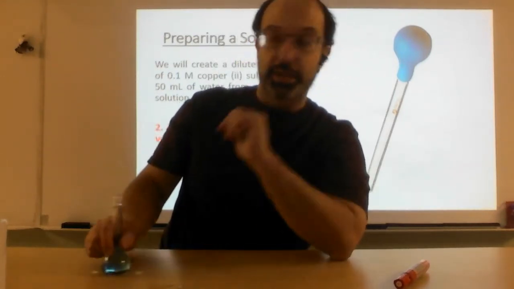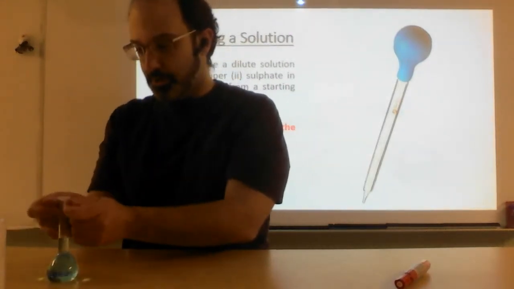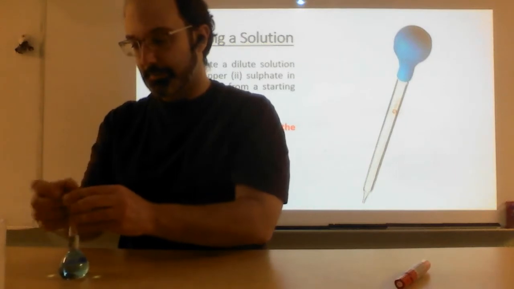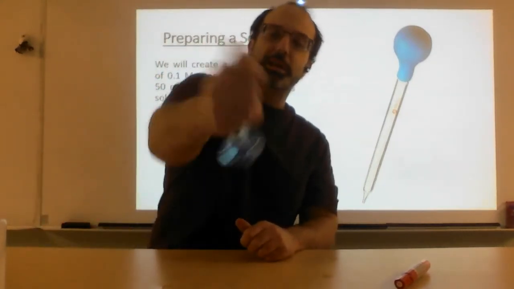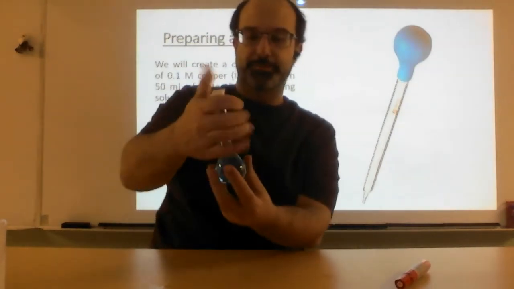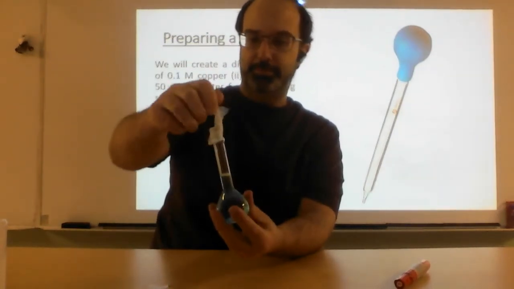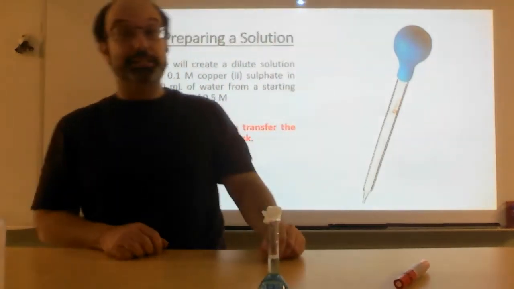Now, of course, we invert, get out some parafilm, stretch it out, put it on, wrap it around, and invert. The mixing this time is going to be a lot easier, of course. There's nothing to dissolve. It's already dissolved, and we're done. May as well leave the lid on. And there we go. We have now made a dilute solution.